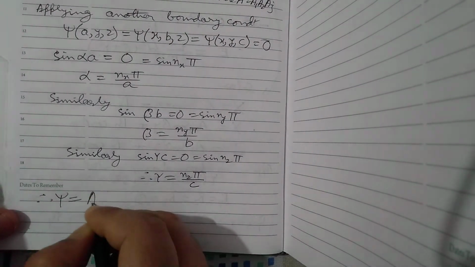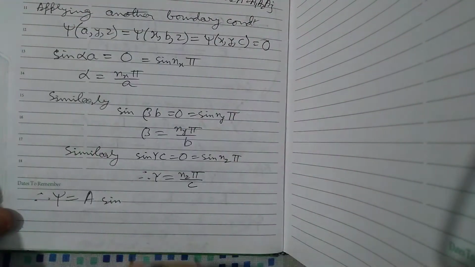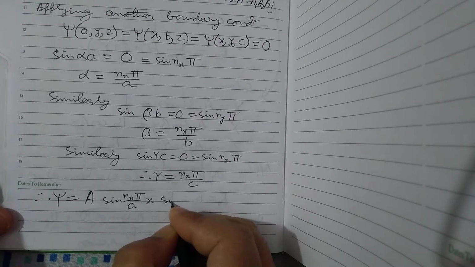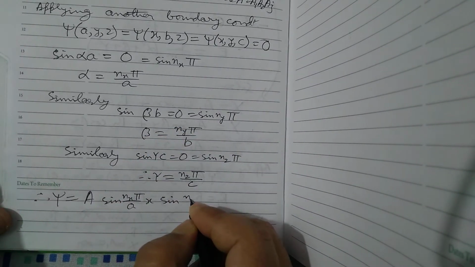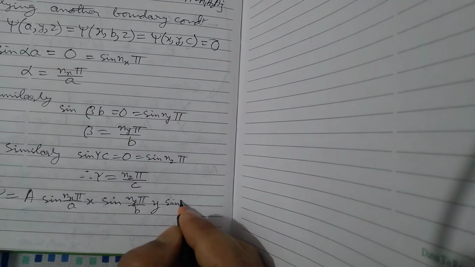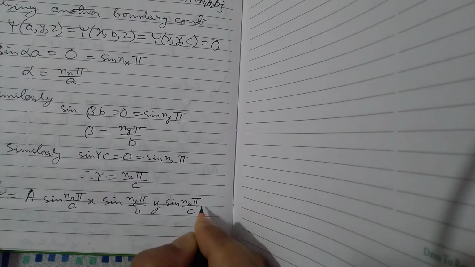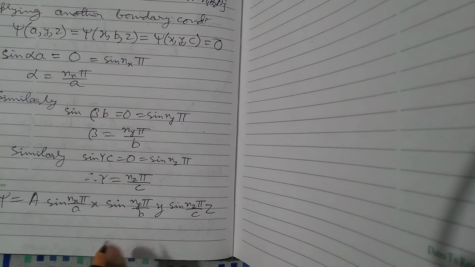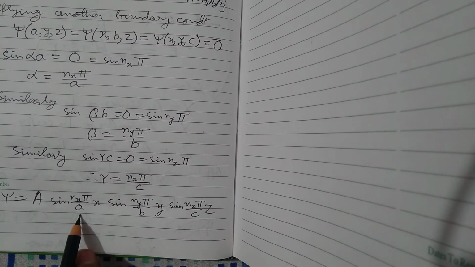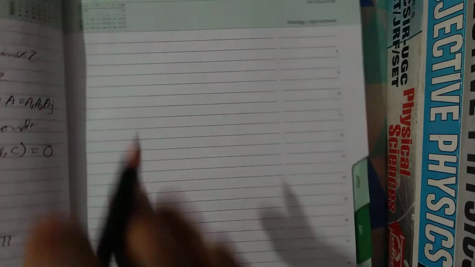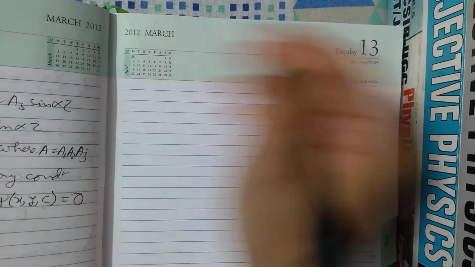psi will be equal to A into sine of alpha x, where alpha is nx pi by a, into sine of beta y, where beta is ny pi by b, into sine of nz pi by c into z. Okay. So again now this function is unnormalized. This function is an unnormalized wave function, so you have to normalize it. How will you normalize it? You have to apply the normalization condition.